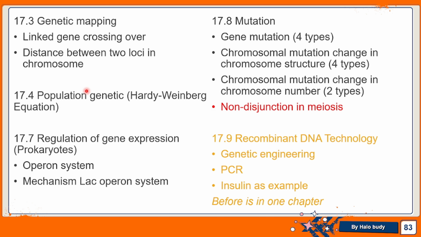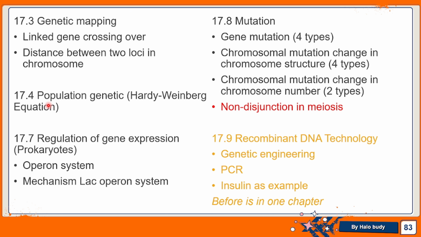Also the distance between two loci. Sometimes in genetic mapping they will also ask you, in one chromosome there are many genes, right? So you need to find the location of genes on one chromosome containing A, B, C, D genes. You need to locate the genes here and see whether it is A, B, C, D or A, C, B, D or D, B, A, C, something like that.